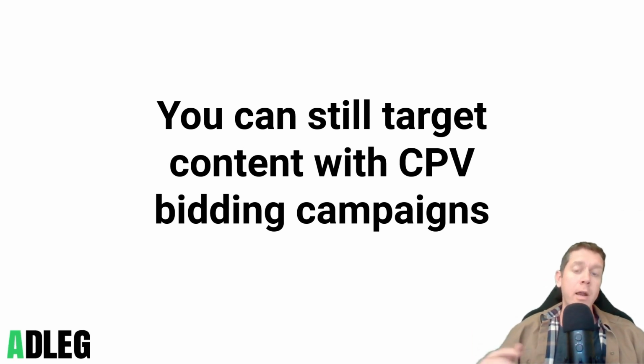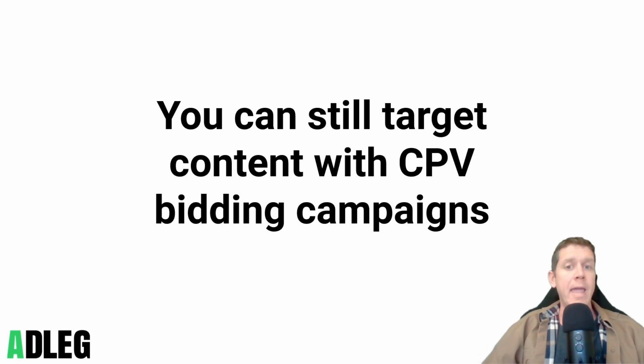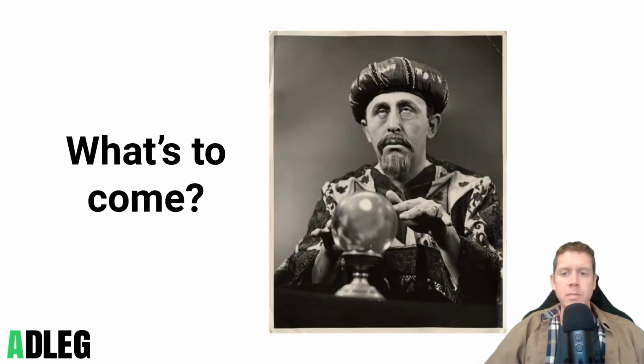So we're going to have our audience campaigns for conversions, which are going to potentially show in-stream, in-feed, YouTube Shorts. And then we're going to have our placement campaigns using cost per view bidding just to make sure that our ads are showing on those highest value placements, because if we're just using audience targeting, we can't count on our ads showing on those highest value placements. So what else is to come? What are some other predictions that I want to make?